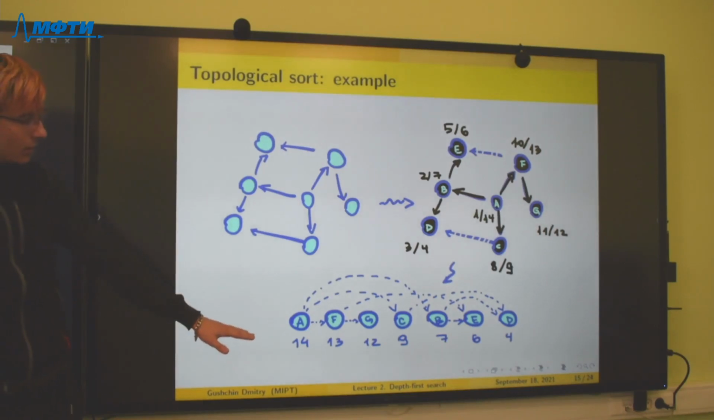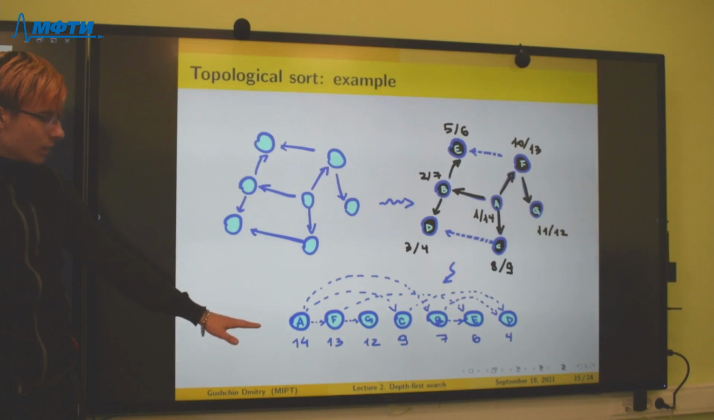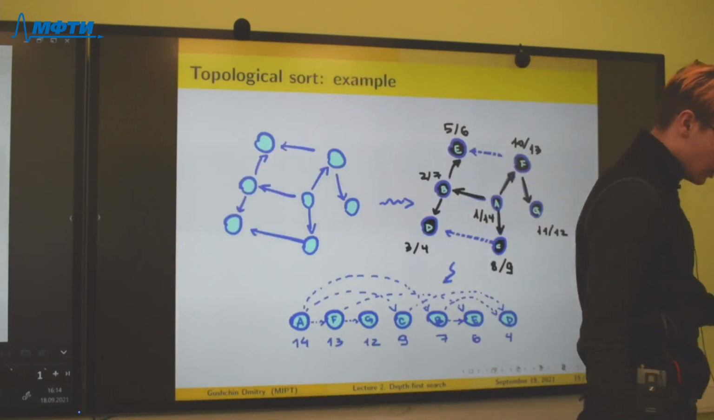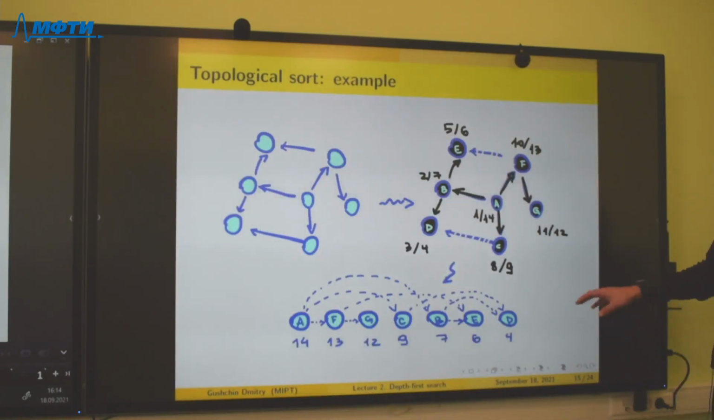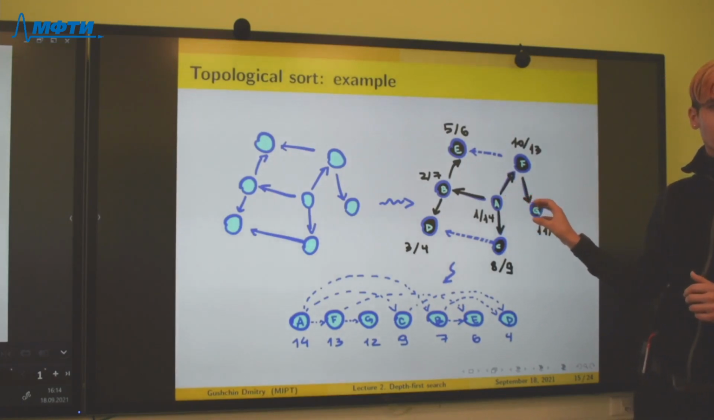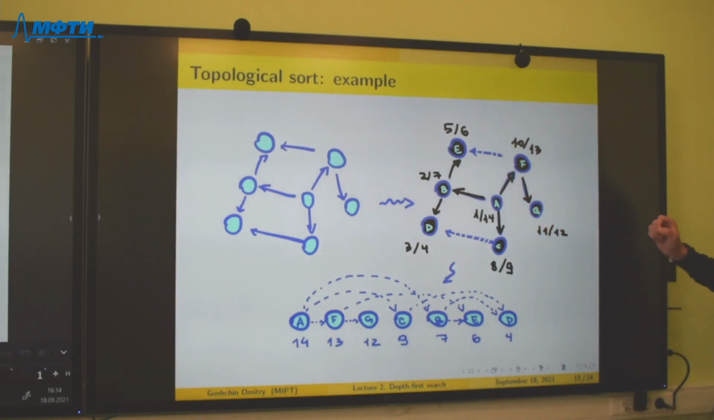So this numeration is equal to the order that we get from the finish time of each vertex. Okay? Understandable? Yeah. Right.